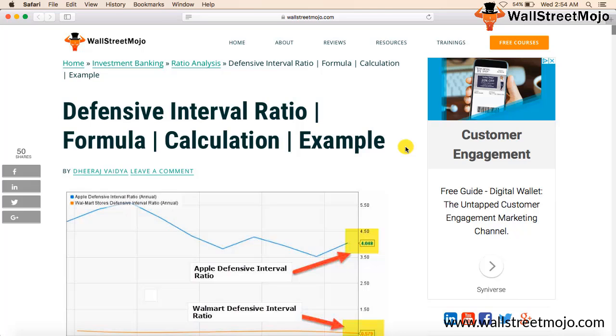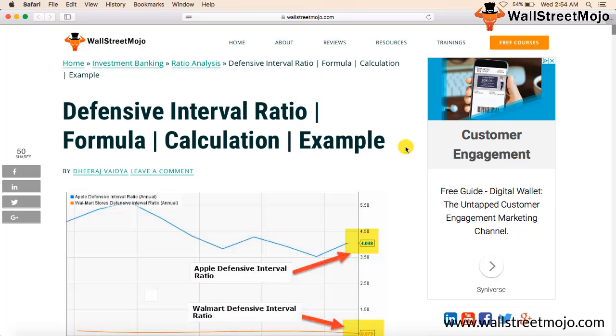Today's topic is the defensive interval ratio, one of the most important ratios an investment banker looks at when assessing the financial liquidity position of a company. The defensive interval ratio helps us identify how strong the company's liquidity position is. As with other ratios, it needs to be compared with other companies in the same industry to decide whether the ratio is good or bad.